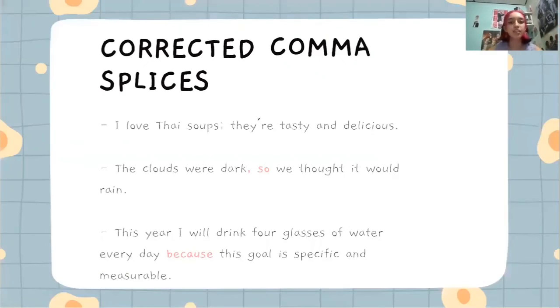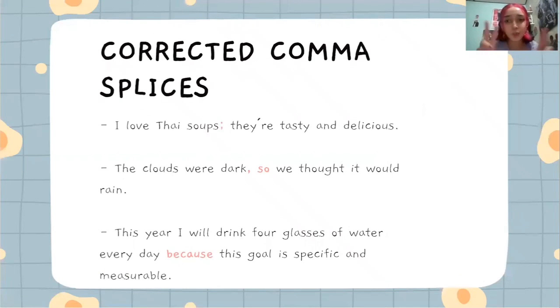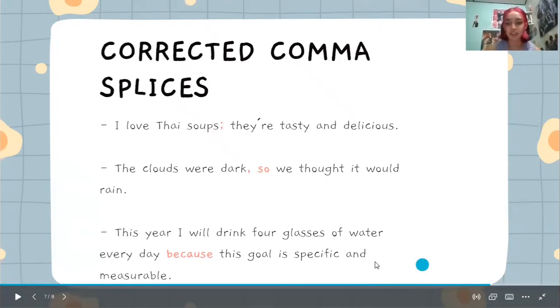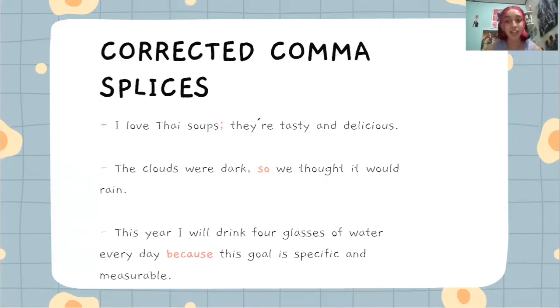And now, this is how a sentence with a comma splice looks corrected. I love Thai soups, semicolon, they're tasty and delicious. This is how a well-written sentence looks like. The clothes were dark, comma, so we thought it would rain, coordinating solution. This year I will drink 4 glasses of water every day because this goal is specific and measurable. Now this sentence is corrected with a subordinator. And that's it. Thank you guys.